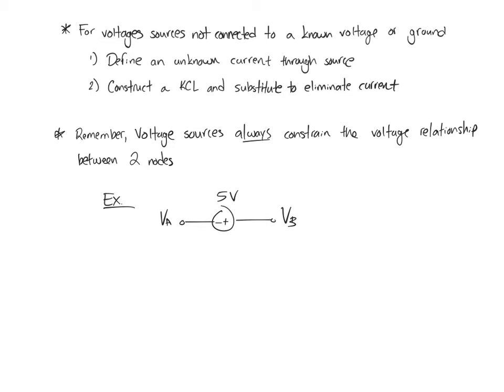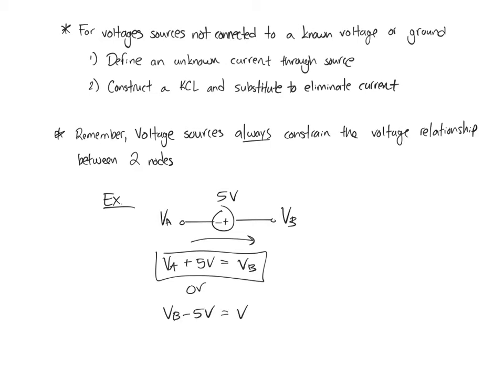So kind of do this similar to the way you would do a KCL, but you'd start, say, VA plus 5 volts must equal VB, or you could write that VB minus the 5 volt potential is going to be equal to VA. However you write it, it doesn't matter. Just noting that VA and VB are not unique.